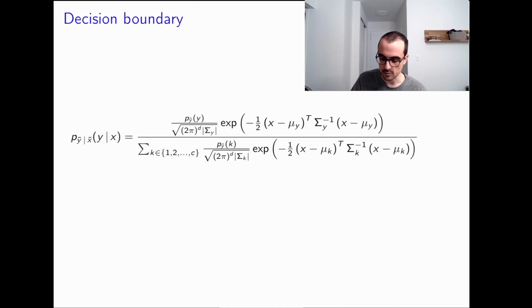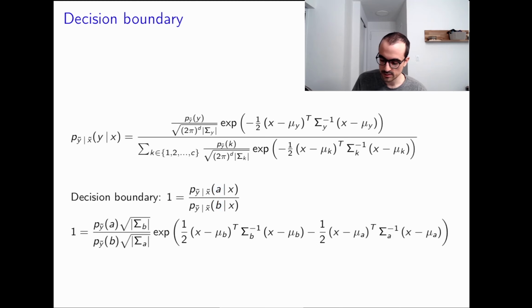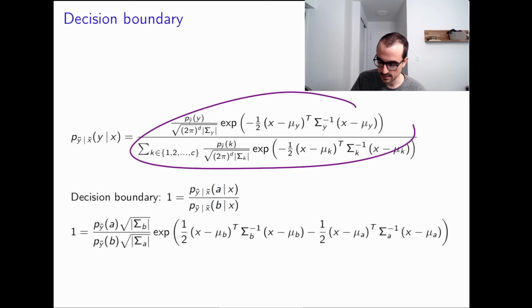The reason they are quadratic is that this probability of the class given the features has this form that we derived. When we compare the probability of two classes, let's say A and B, and we see where they are the same, that's the decision boundary. That's the definition of a decision boundary, right? In the case of two classes, if we decide that 0.5 is the threshold, well, if we write this down, we basically divide the value of this for A, when y is equal to A, by the value of this when y is equal to B.